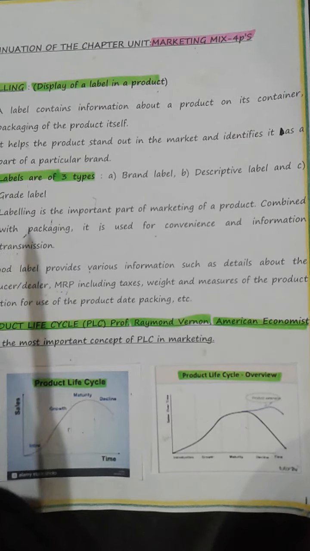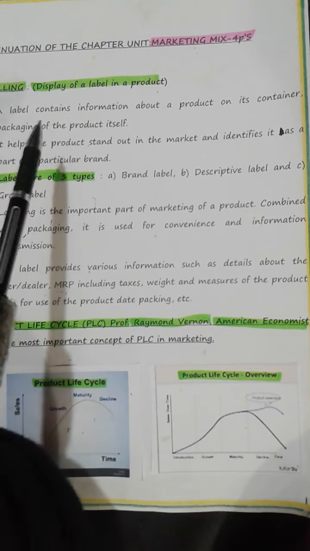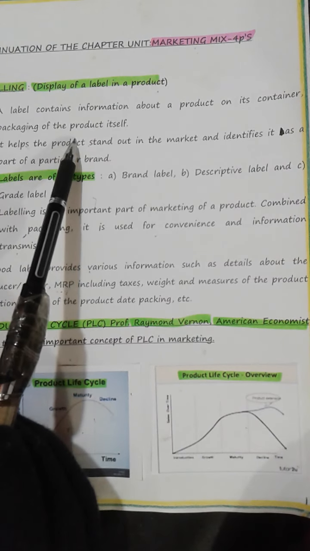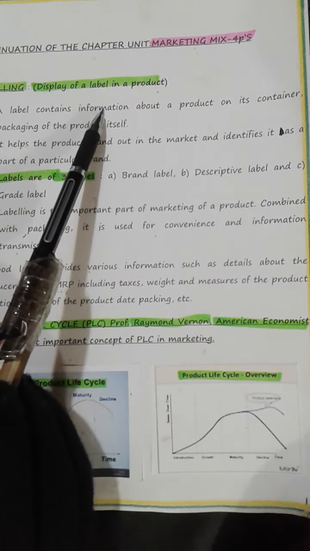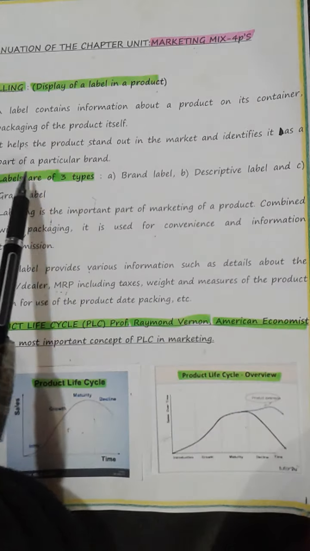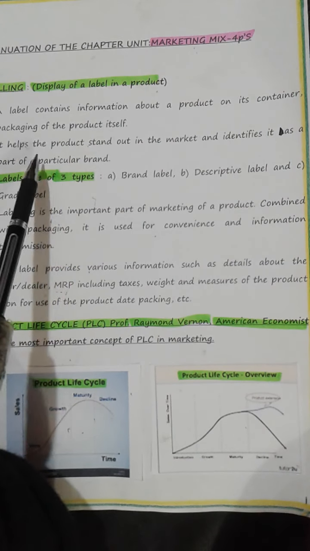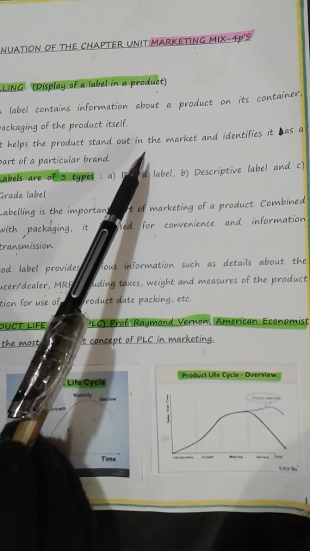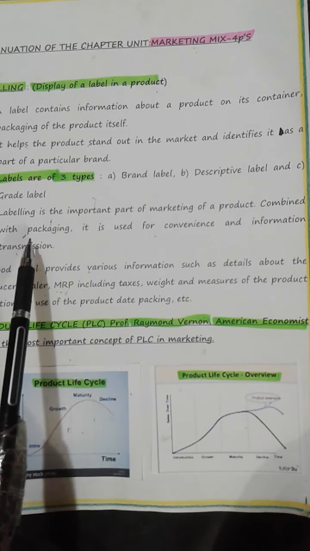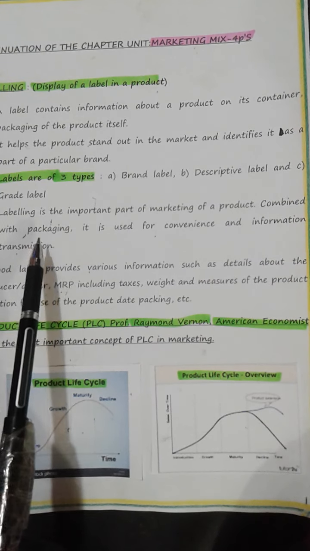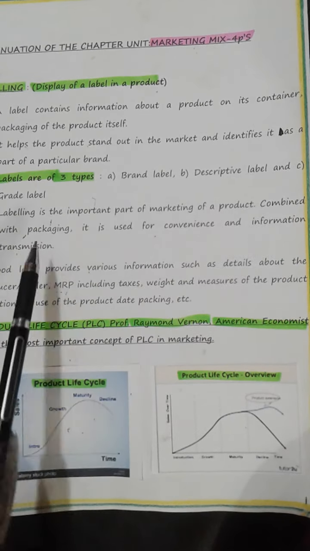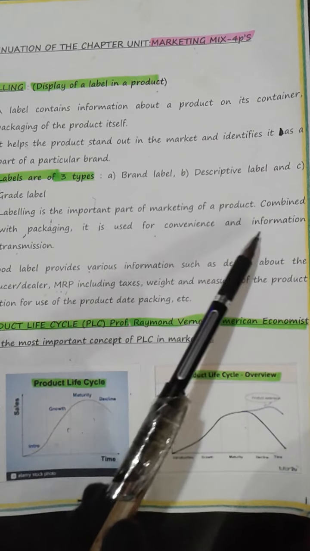So let us see the significance of labeling. A label contains useful information about a product on its container, package of the product itself. Labeling provides useful information. Second one, it helps the product to stand out in the market and identifies it as a part of a particular brand. The third important point is, labeling is an important part of marketing of a product combined with packaging. It is used for convenience and information transmission.